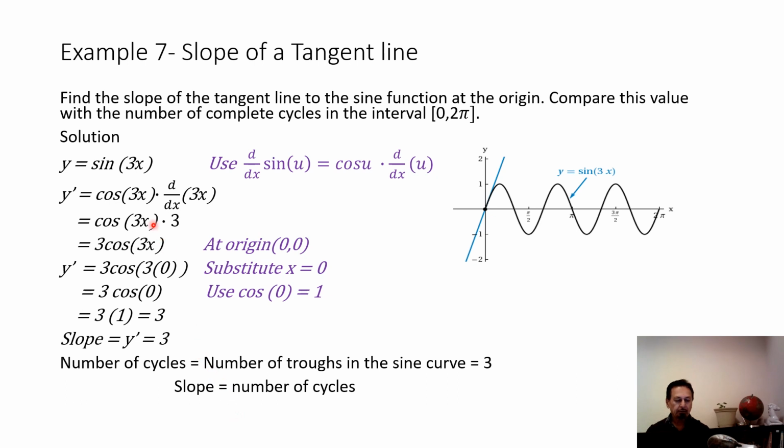Example 7. So let's find the slope of the tangent line to the sine function at the origin. And we compare this value with the number of complete cycles in the interval from 0 to 2 pi. So let's write down y is equal to sine 3x. And now we use the chain rule: d over dx of sine of u is cosine u times d over dx of u. Now here u is 3x.